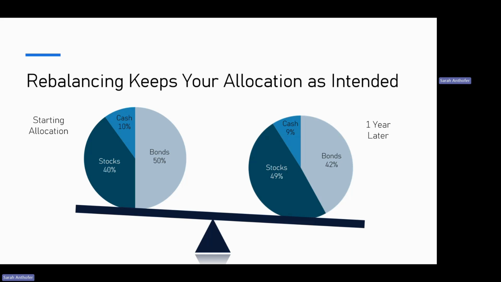But 1 year later, my stocks have outperformed my bonds. Now I'm at 49% stocks, 42% bonds, and a little bit less in cash. Well, if I didn't rebalance, what's happening is that my portfolio is actually becoming more aggressive over time. So rebalancing helps us keep our allocation as it was intended, closer to our overall goals, and keeps us more in line with what our risk objectives are.